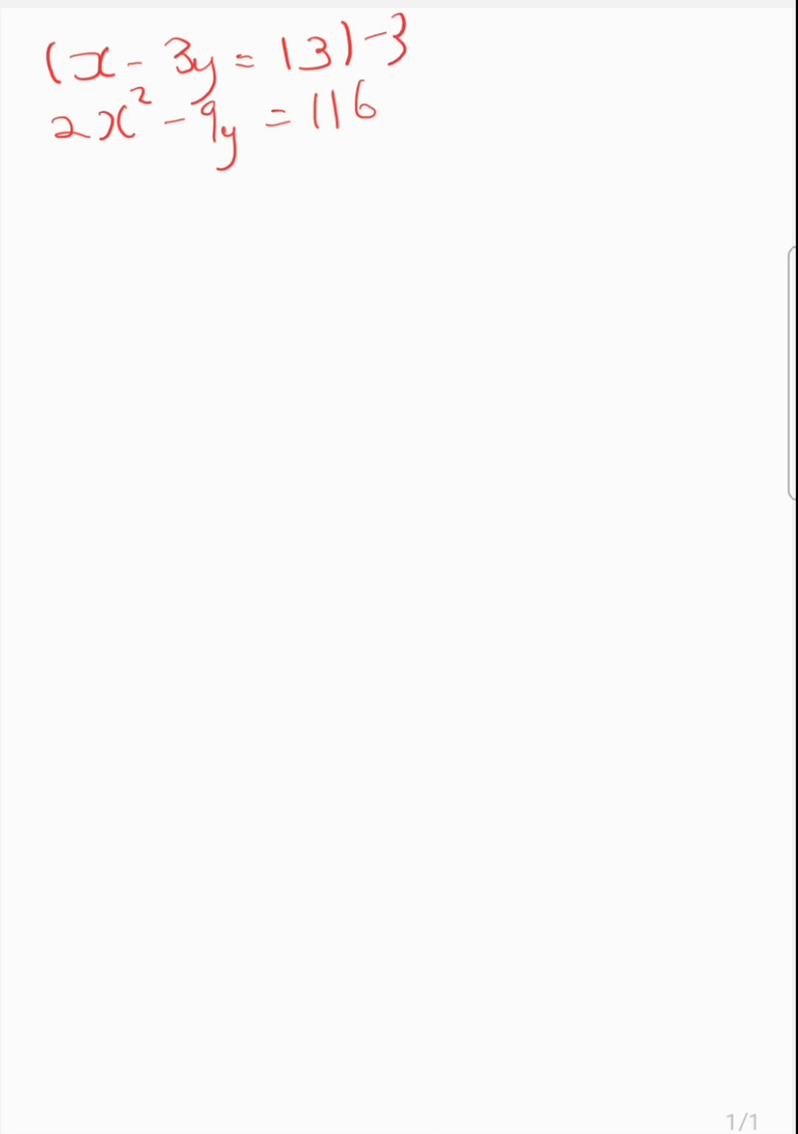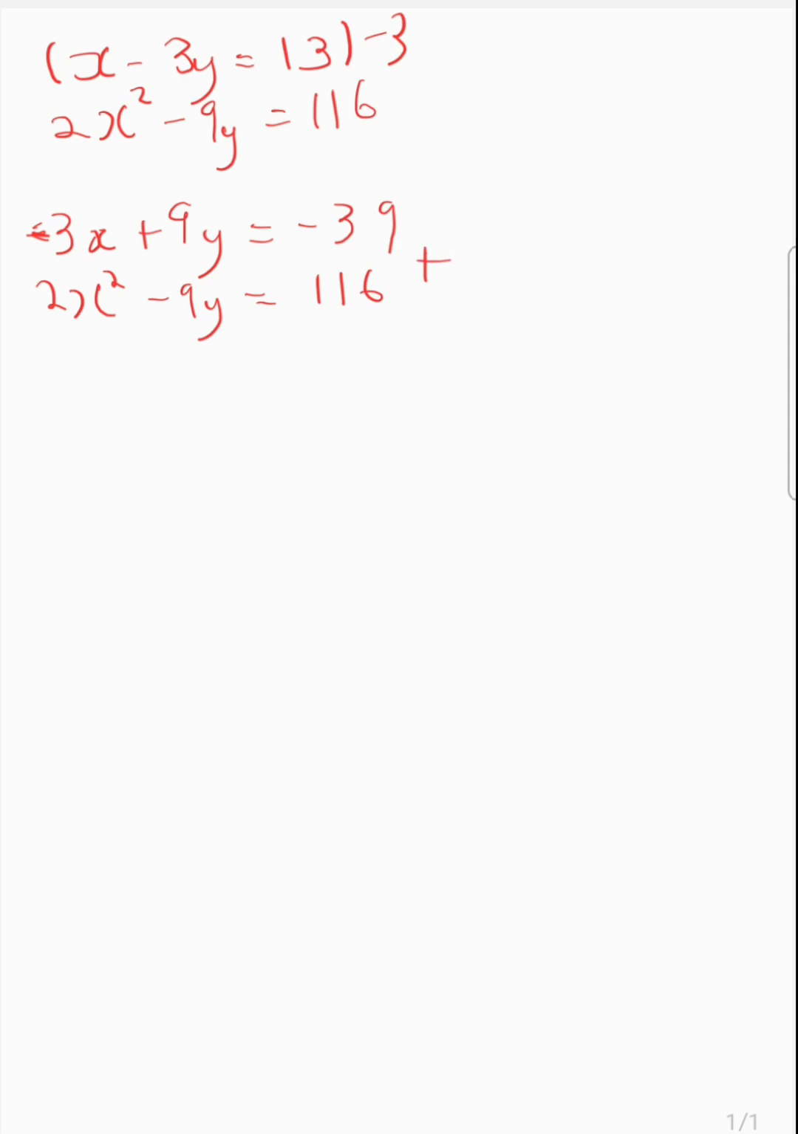So when we multiply by minus 3, we are going to get minus 3x plus 9y equals minus 39. Then we simply write the other equation on the bottom. We have 2x squared minus 9y equals 116. So now we can add our equations.